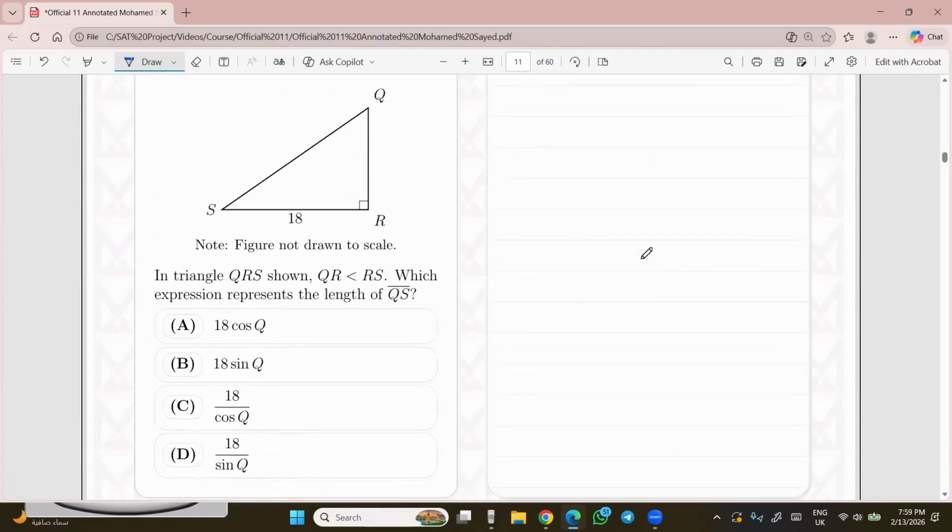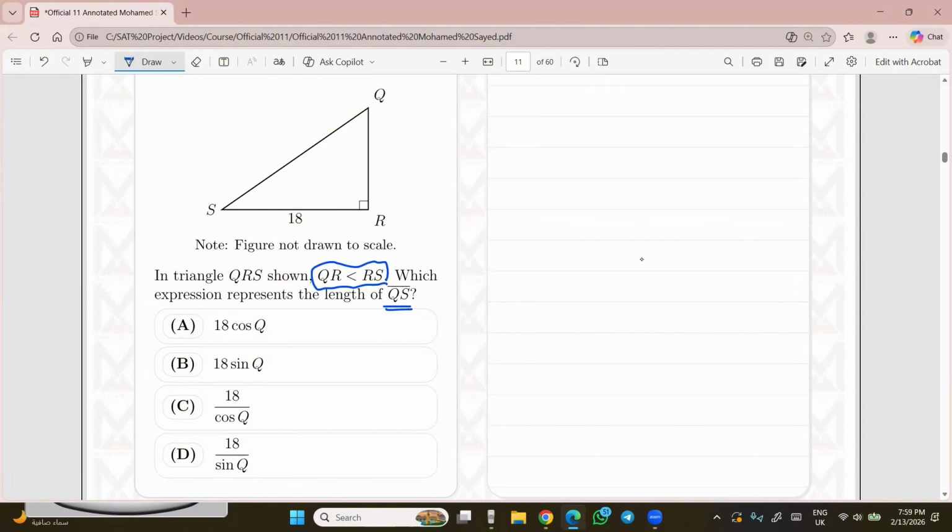Question 19. We have this triangle, and this question is repetitive. We can see it in many exams, even in the real ones. In the triangle QRS shown, QR is less than RS. This is an extra piece of information. We do not need to use it. Which expression represents the length of QS? So how can we get QS?